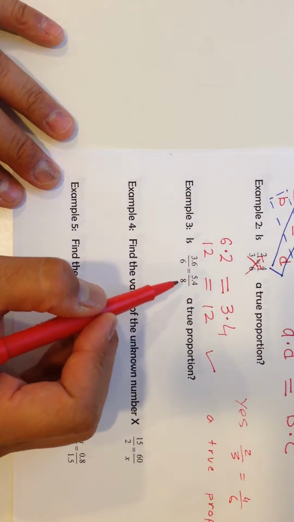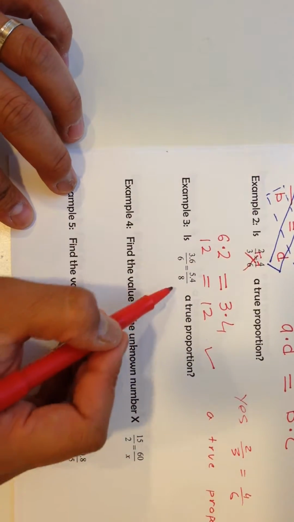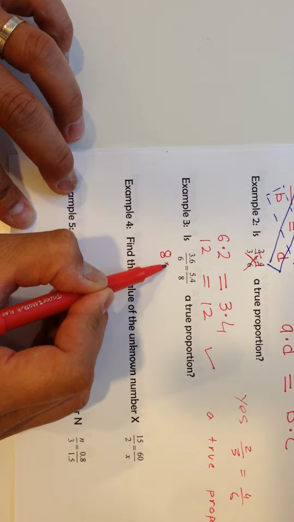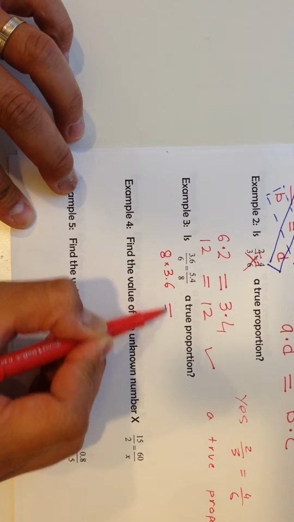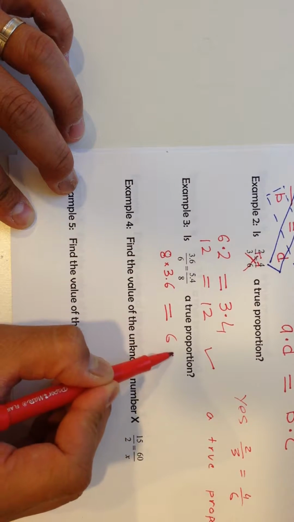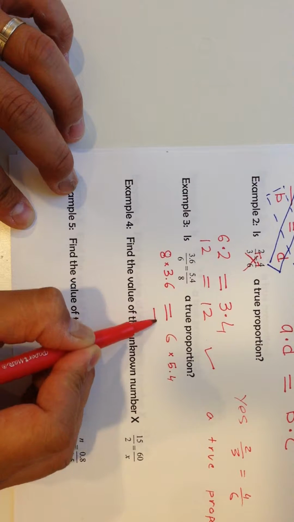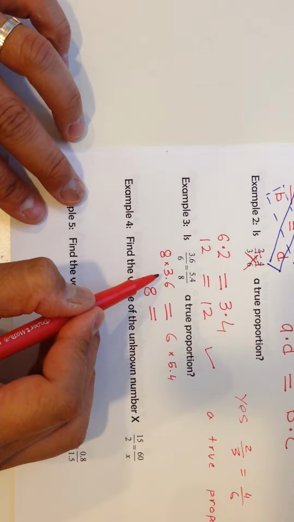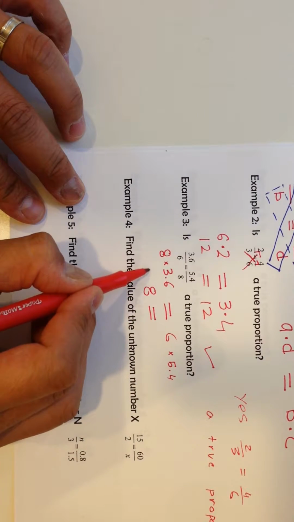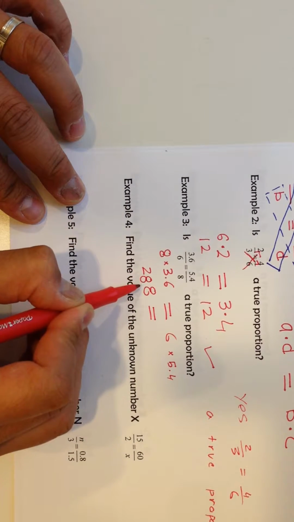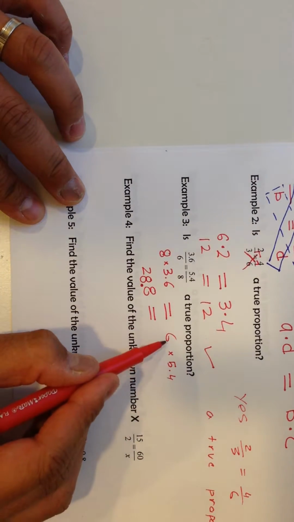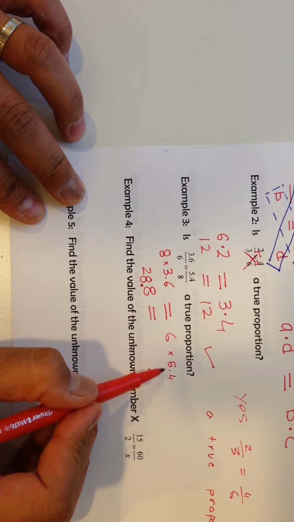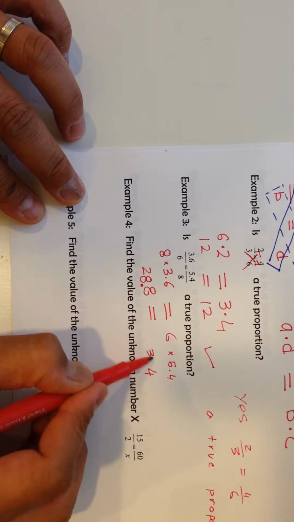3.6/6 equals 5.4/8. Is this a true proportion? Let's go ahead and cross multiply. So 8 times 3.6, is that equal to 6 times 5.4? 8 times 6 is 48. 8 times 3 is 24, with the remainder of 4 is 28. And you have one decimal place, so it's 28.8. 6 times 4 is 24. 6 times 5 is 30, with the remainder of 2 is 32.